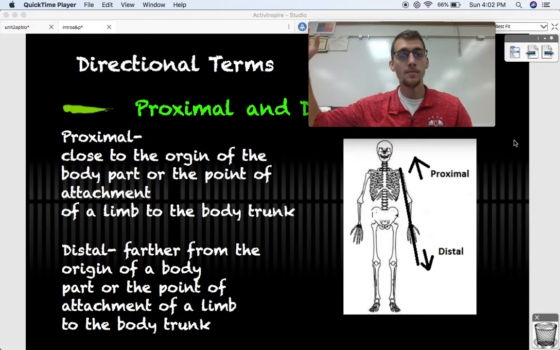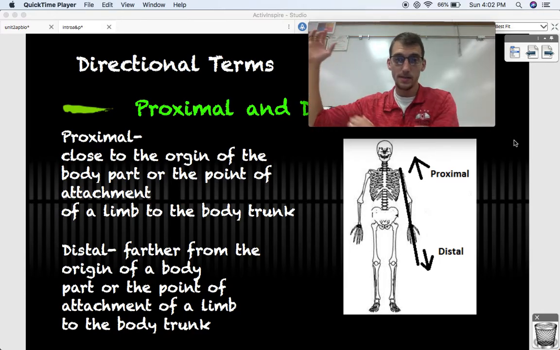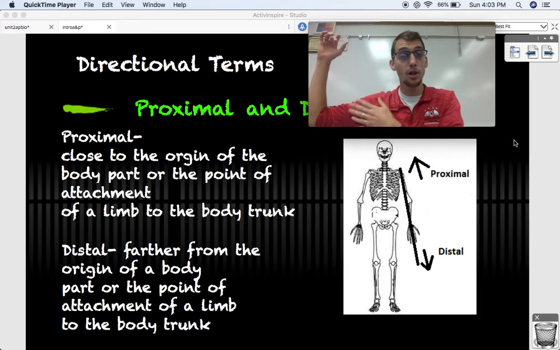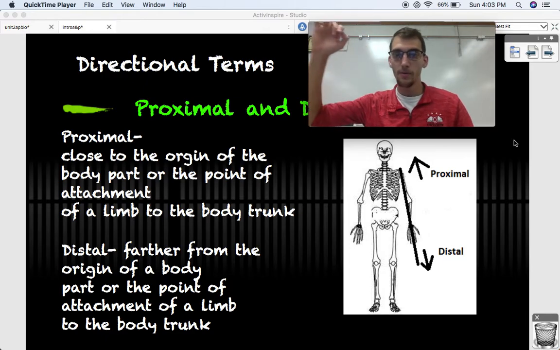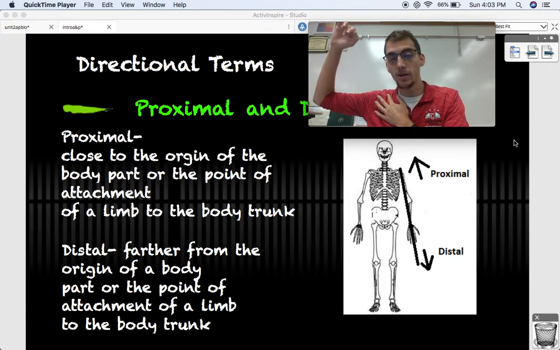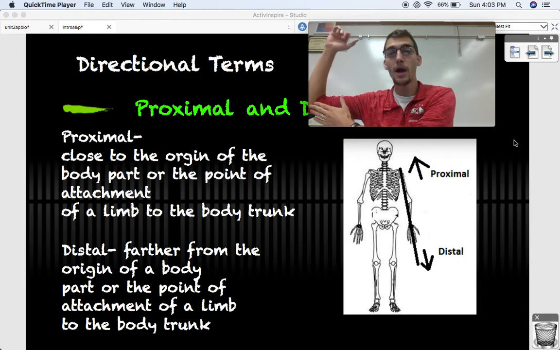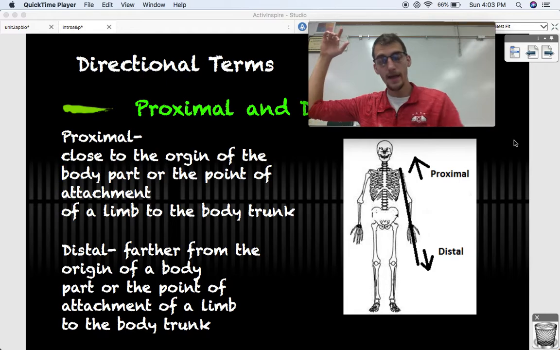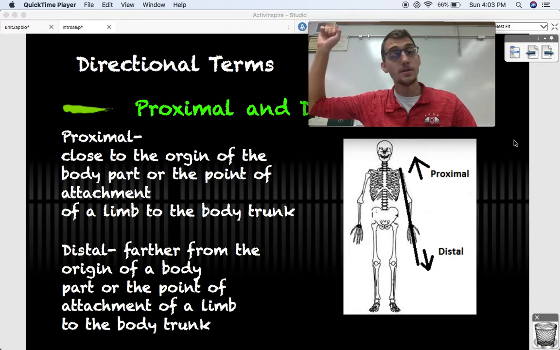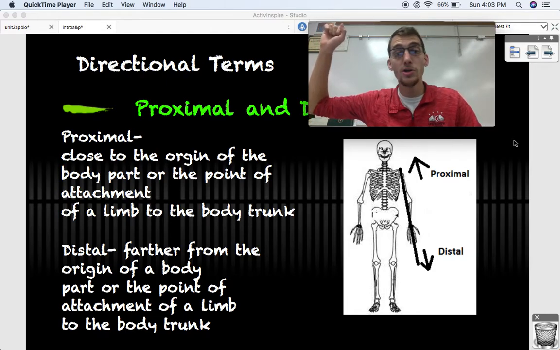So if I want to use the word proximal, I could describe my elbow as being more proximal than my wrist, simply because proximal means it's closer to the origin of the body part, or closer to the point of attachment, which is my shoulder. This is the point of attachment to my trunk. So my elbow is proximal to my wrist. My shoulder is proximal to my elbow. You can do that for your legs. You could say your knee is proximal to your ankle.